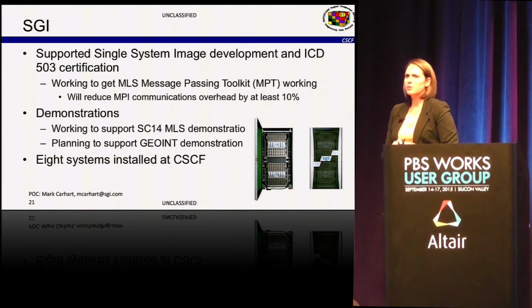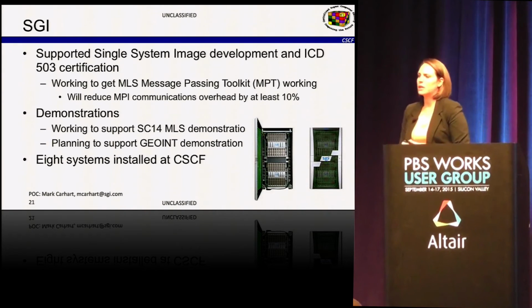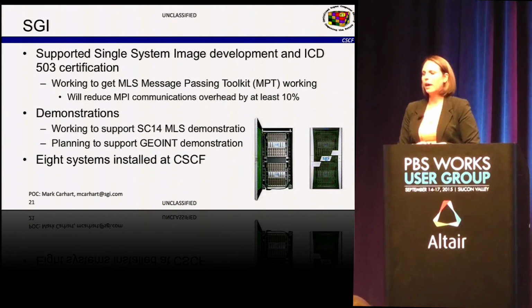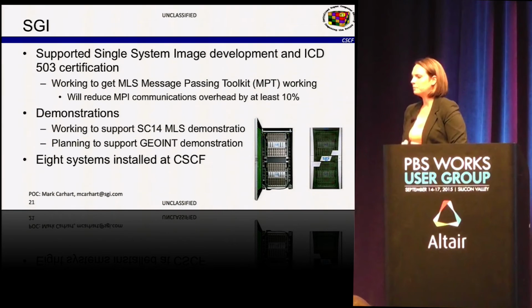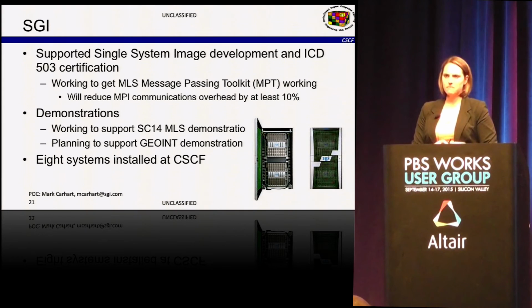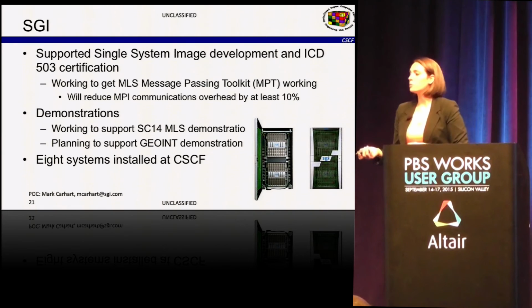Of course, SGI, those were our first systems that we put the Red Hat single system image operating system on. They've been supporting us through the single system image development and also through the ICD 503 accreditation. Right now we run OpenMPI on all our HPC machines, so we are working with them to get an MLS version of their message passing toolkit, which will hopefully reduce our MPI communications over at least 10%. We have 8 systems installed at CFCF, both UV1000s and UV2000s, and we just procured a UV3000 that we hope to have on our floor in the February timeframe.